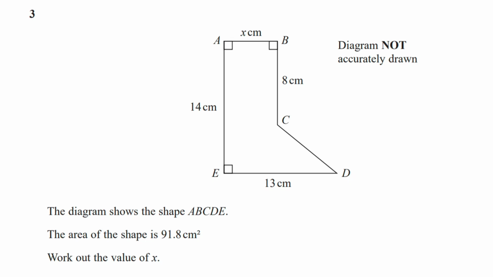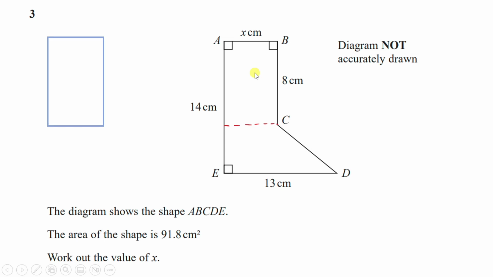Okay, question number 3. The diagram shows the shape ABCDE. The area of the shape is 91.8, and they want us to find the value of x. Typically with these kinds of questions, I like to partition or split the shape up into easier shapes. So I just split it around over here. You can see that you've got a rectangle at the top and a trapezium at the bottom. You could split it further into a square or another rectangle and a triangle, but this is good enough.